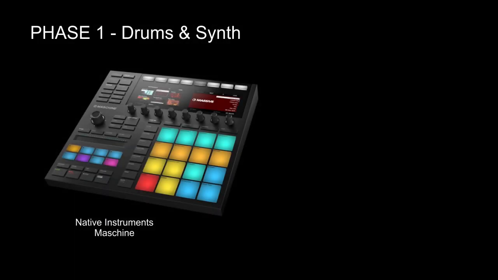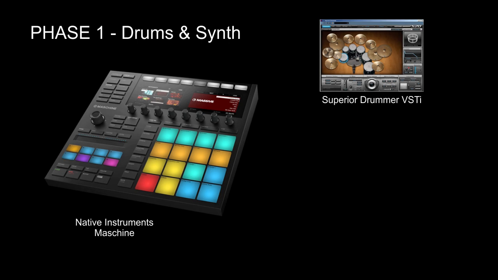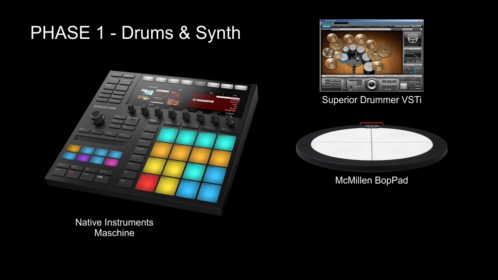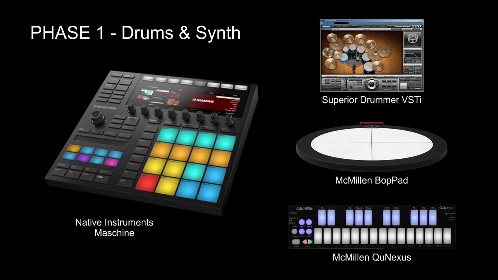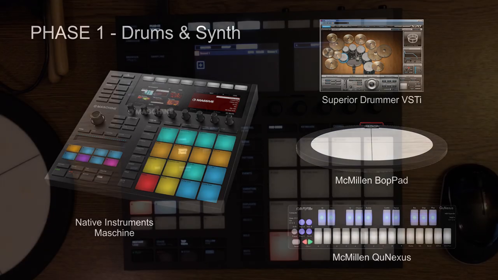I'm going to show the process I use for creating backing tracks. It always starts with making a drum track using Native Instruments Maschine and Toontrack Superior Drummer. For added dynamics and feel, I'll sometimes use drumsticks and a McMillen BopPad for overdubs. I'll also add any synth tracks using both Maschine and a McMillen QuNexus.